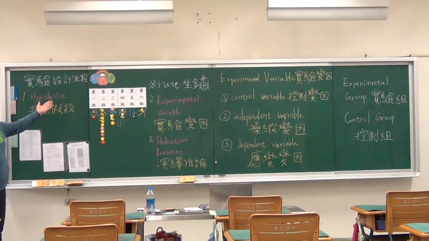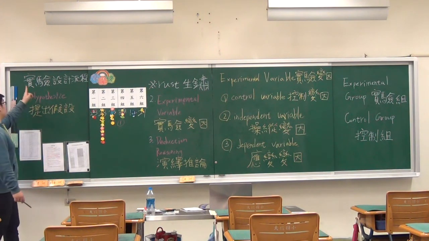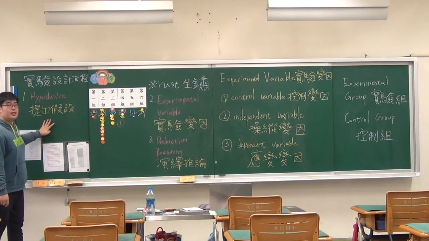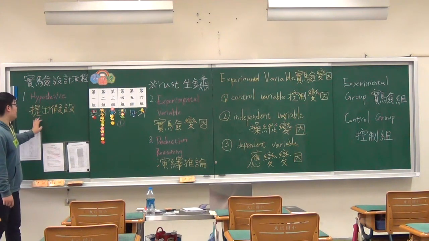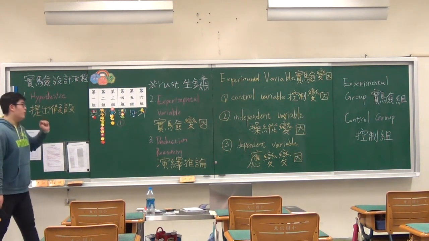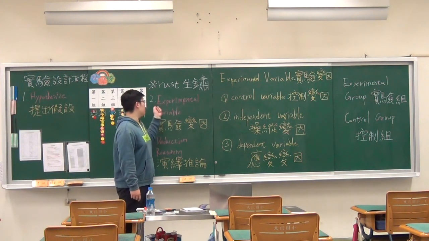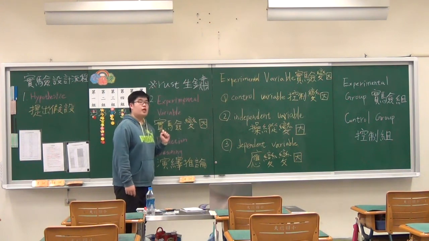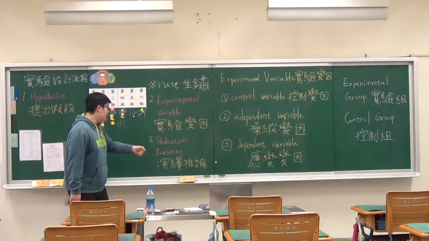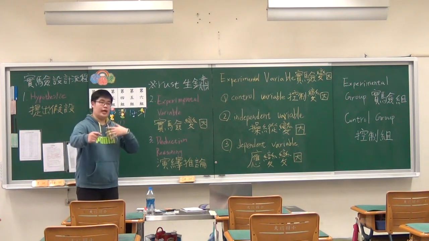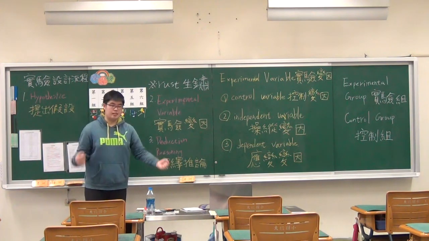But before we get right into it, there are 3 steps of experimental design. The first step is hypothesize. That is, you have to make a hypothesis. The second point is you have to make experimental variables. The third point, the last point, is you have to make deduction reasoning. You guys ready? Let's go!